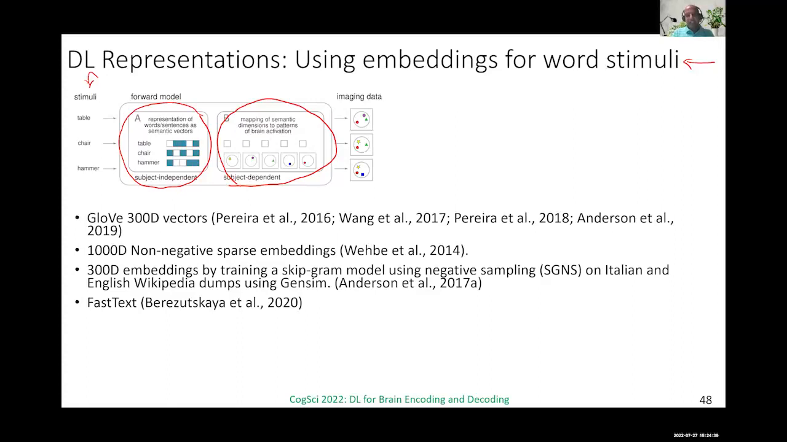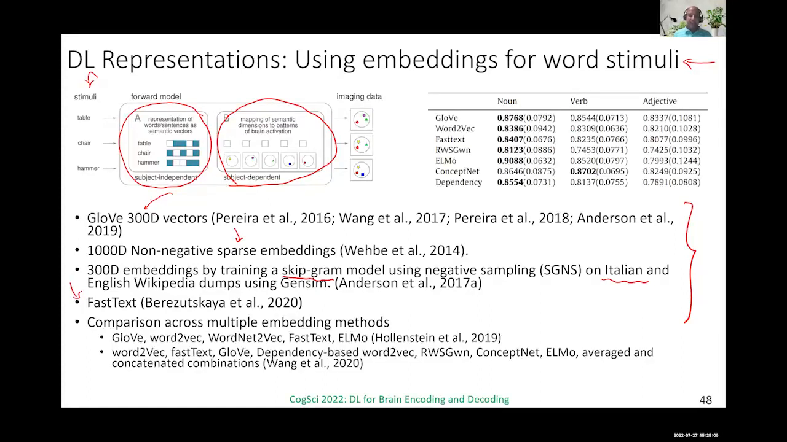Different kinds of embeddings have been tried in the literature. People have used GloVe 300-dimensional embeddings, word2vec embeddings, non-negative sparse embeddings as well, and skip-gram based word embeddings using Gensim. Also embeddings trained on other kinds of corpora than the standard word2vec, which has been trained primarily on the Google News corpus. Fast text embeddings. So people have used different kinds of embeddings, and in fact, some pieces of work in the literature have also tried to compare across these different methods.